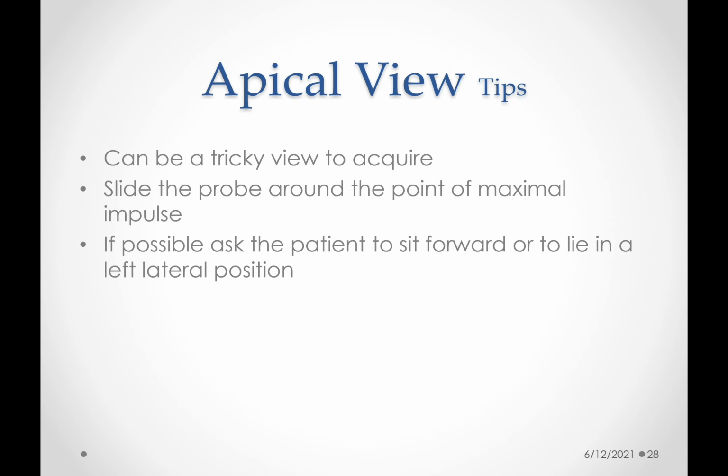It can be tricky sometimes to acquire an apical view, so you can always slide the probe around the point of maximal impulse, and again, if the patient is well enough, ask him or her to lie in a left lateral position or sit forwards, and by that way you can bring the heart nearer to the chest wall, and hence getting better views.